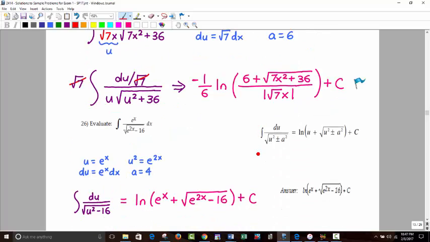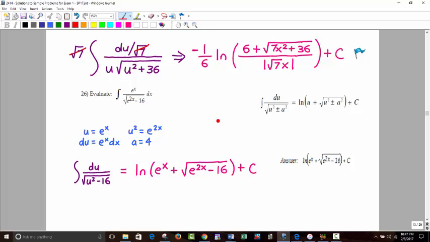All right, how about this one? We got some e's in it. We had a problem earlier with an e to the 2x on the denominator. Anyway, you got to let u be e to the x, because that way the derivative of e to the x will give you the e to the x dx you have in the numerator.